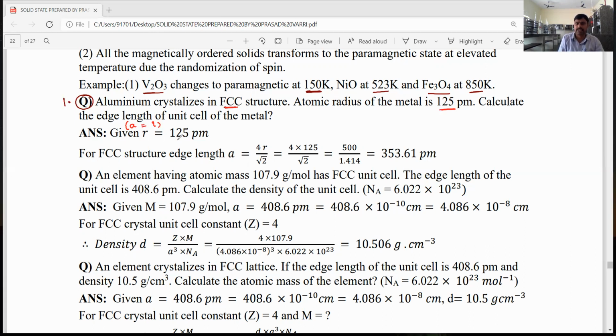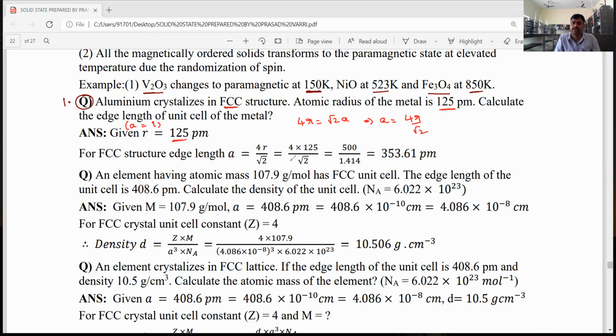The given radius is 125 picometers, and we know the relation in FCC: 4r is equal to root 2 a. Root 2 a is nothing but the face diagonal length. From this, a is equal to 4r by root 2.